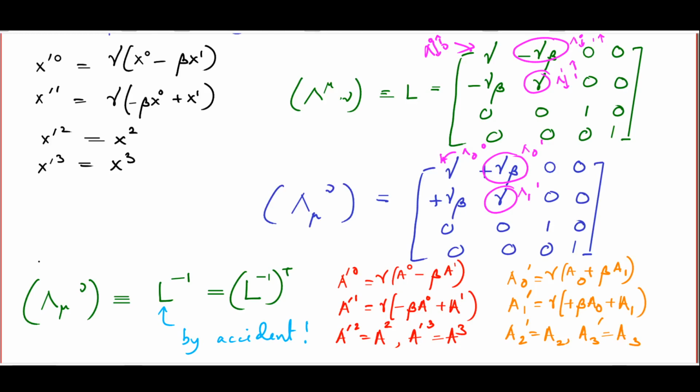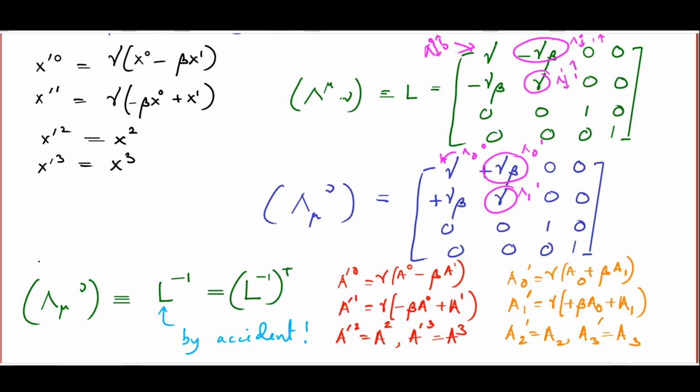Of course, in our example, many of these elements were 0, so their changed sign version was 0 again. But at least we could see that the minus gamma betas in the original Lorentz matrix became plus gamma betas when you were talking about L transpose inverse or the covector transformation matrix.